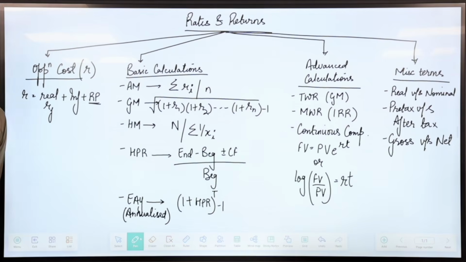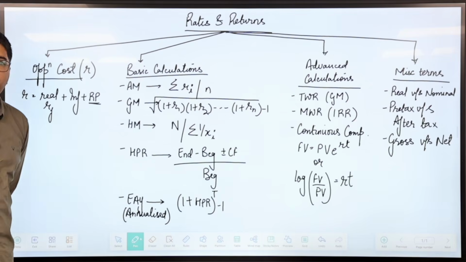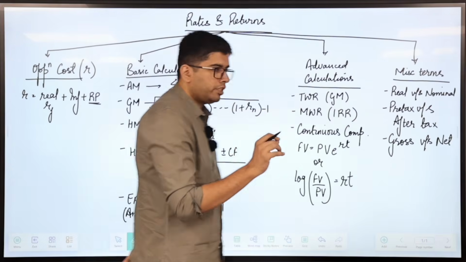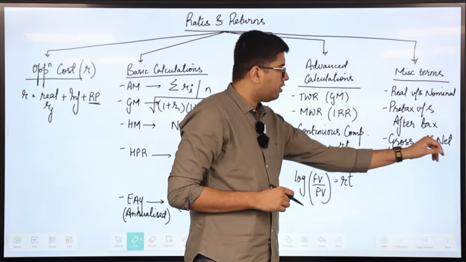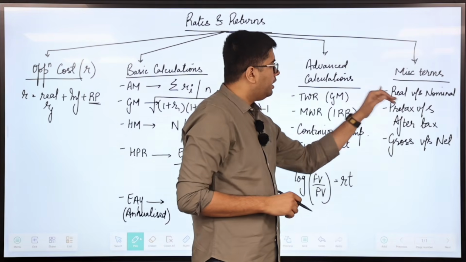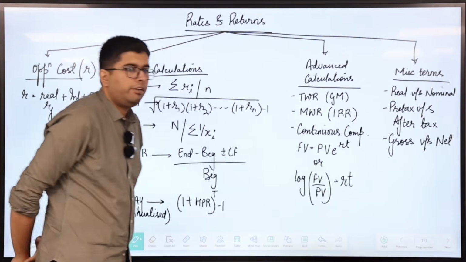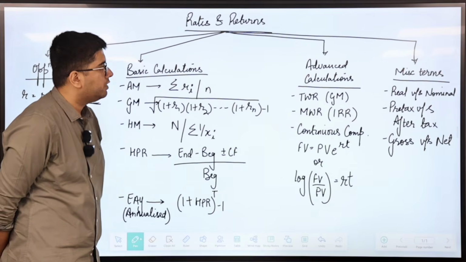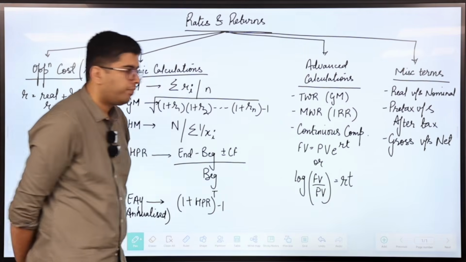Gross return is return after you subtract all the transaction cost. Net return is your return after you subtract transaction cost as well as fees. So transaction cost, brokerage commission that you pay, that is not differentiating these two. The difference is only management fees. Real and nominal, the difference is primarily inflation, and pre-tax, after-tax, the difference is taxation.